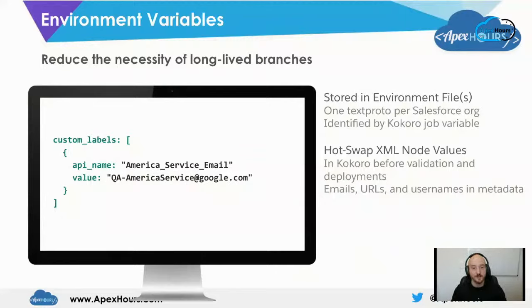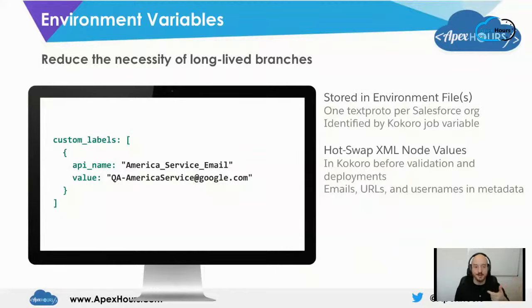For any one of these types of metadata that can contain a value that's supposed to be unique per Salesforce environment, we create what's called a text proto. Protocol buffer is a data exchange format that we're really familiar with at Google. You could do this in JSON as well. You can see that the text proto is very analogous to JSON. I just have a text proto example. We store one of these text proto files per target Salesforce org. And then we inject a Kokoro job environment variable that says which target Salesforce org I'm trying to deploy to.